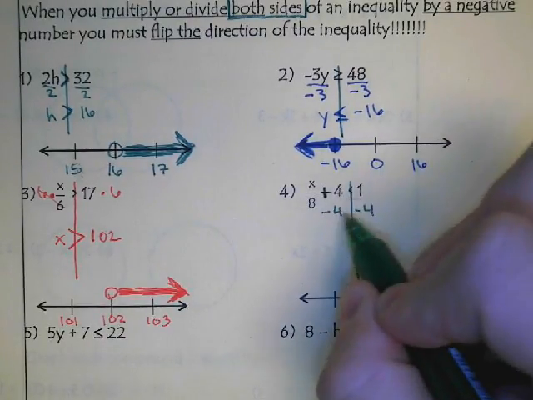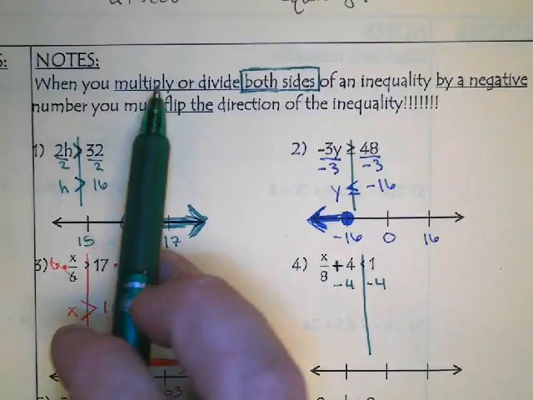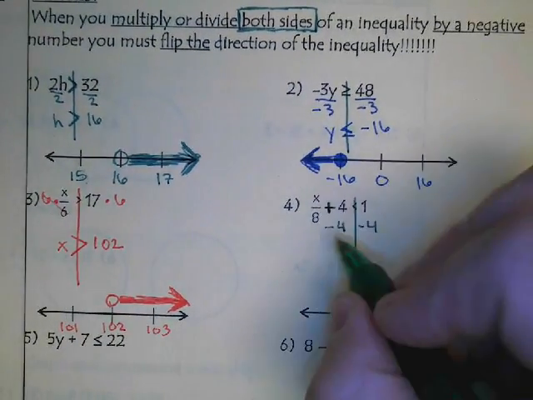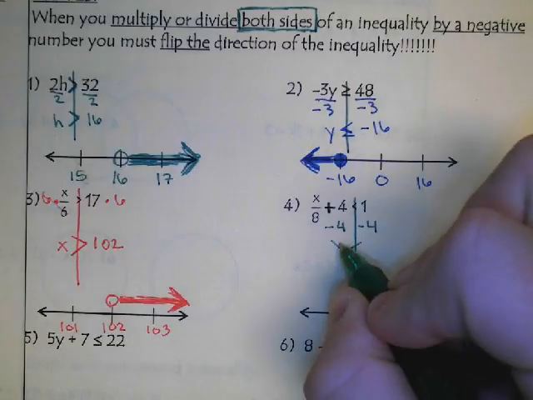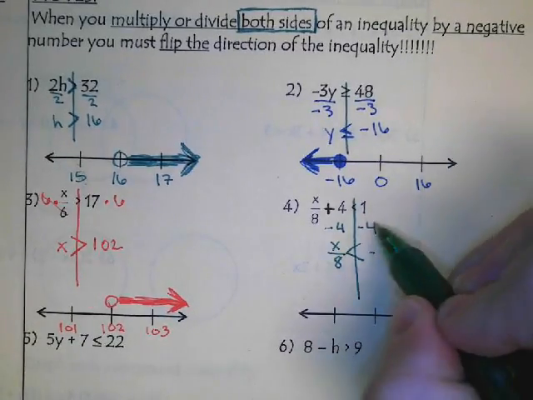I'm just adding or subtracting, so there's no worry about sign changing. Remember, sign change is only multiplication or division. So when it's addition or subtraction, we're not going to change the sign, so my sign stays the same. Bring down that x divided by 8, and 1 minus 4 is negative 3.